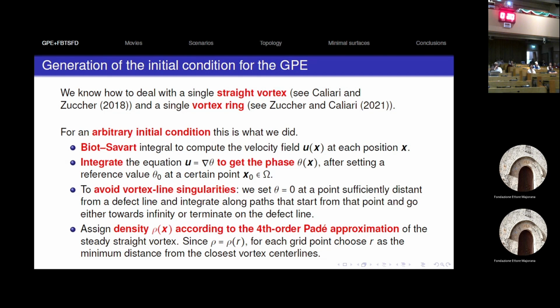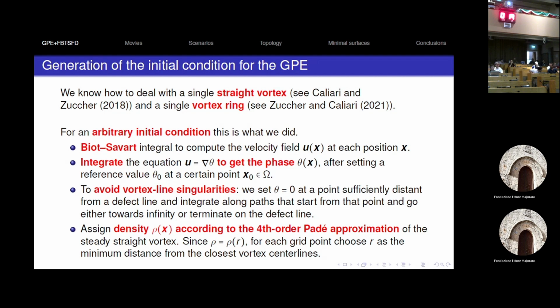Okay. Then there is another structure, which is the vortex ring, which maintains its shape. So it's a self-preserving structure which travels at constant speed. So it becomes itself in a moving reference frame. So we know exactly how to deal with these two simple initial conditions.